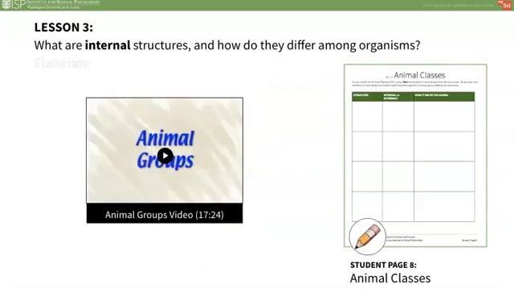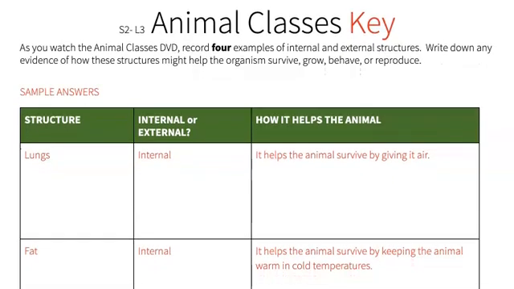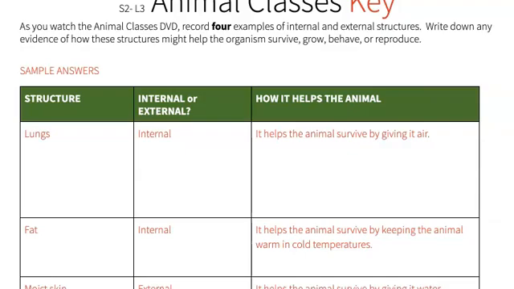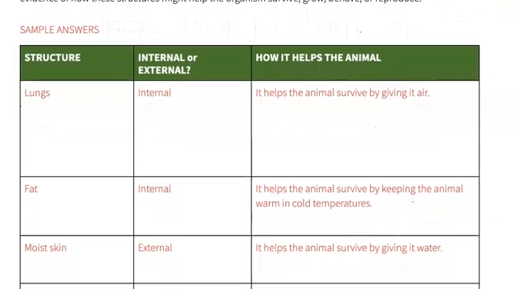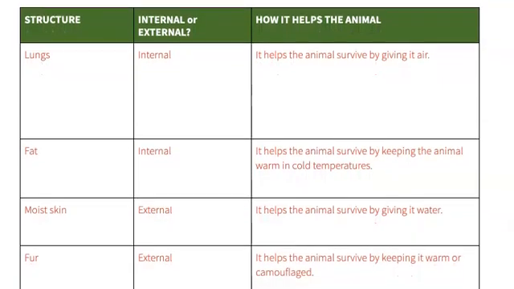In the Elaborate portion of this lesson, students will watch the Animal Classes DVD. Note that if you do not have a DVD player, you can obtain the video through the link provided in the curriculum or by clicking the same slide image shown here. While viewing, students can record 4 examples of internal or external structures they see or hear about during the video on their Animal Classes sheet.